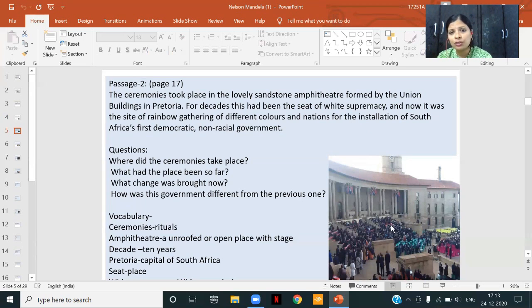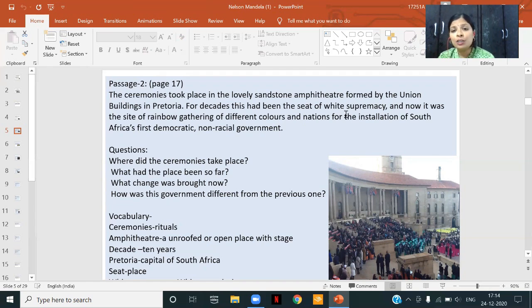You can look at the picture, children, here. You can see this building is made of sandstone. It's very beautiful to look at, and it's an amphitheater. Amphitheater means an open air theater or open roof theater. And this theater was in the city of Pretoria. These buildings are known as Union Buildings. Children, these are very important buildings of South Africa, where all the most important government functions take place. So you must remember this: Union Buildings in Pretoria. And for decades, this had been the seat of white supremacy.